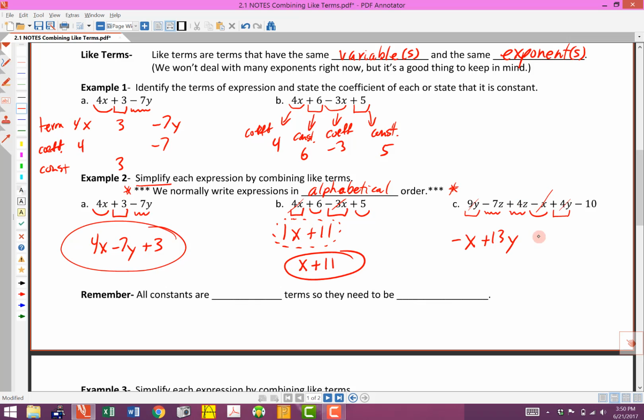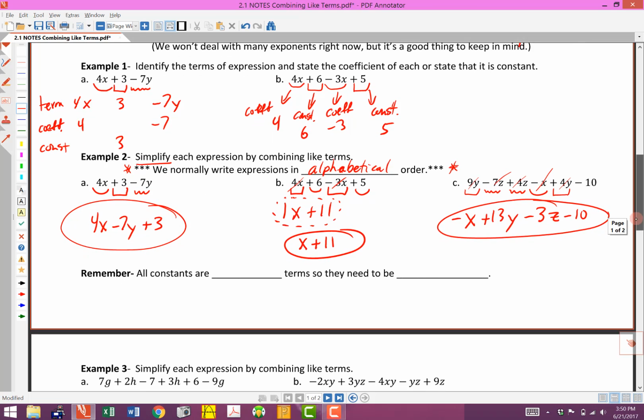Different signs, we're going to find the difference. The difference is 3, the bigger one's negative, so this is going to be negative 3z. Again, we'll lightly cross that off. So you'll notice that we've taken care of all of these, and the only thing left is the constant, and we're going to put that at the very end. So we've got this in alphabetical order with the constant at the end, and there's our answer.